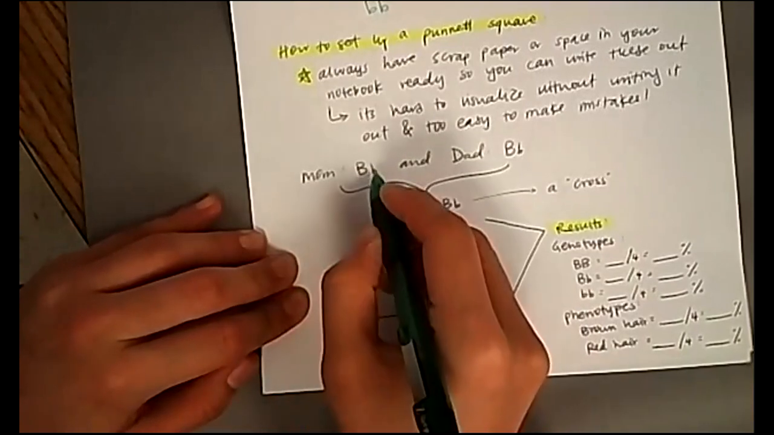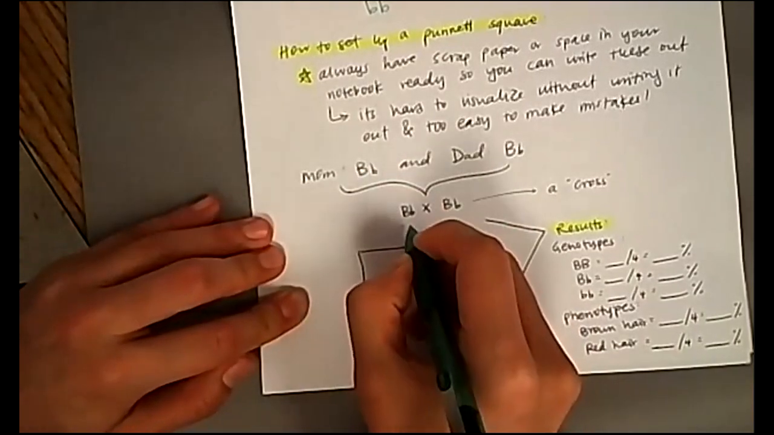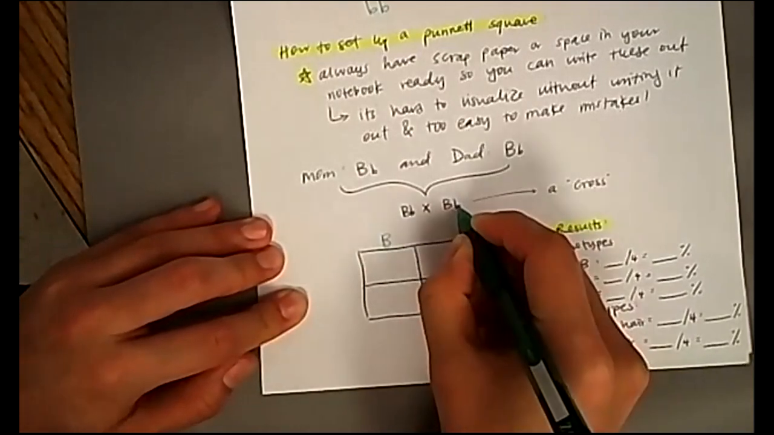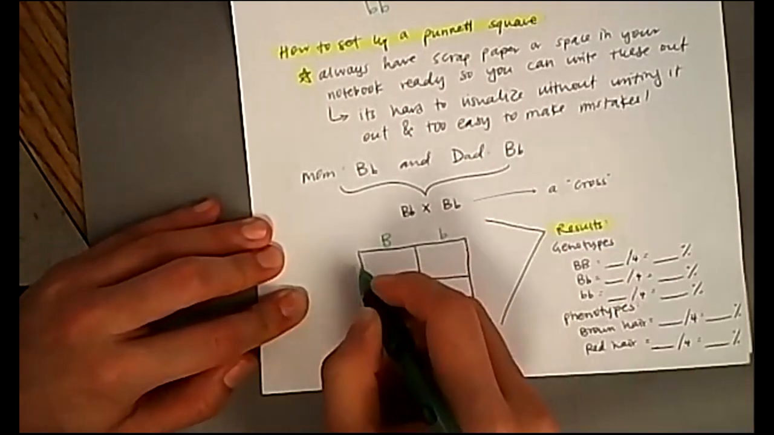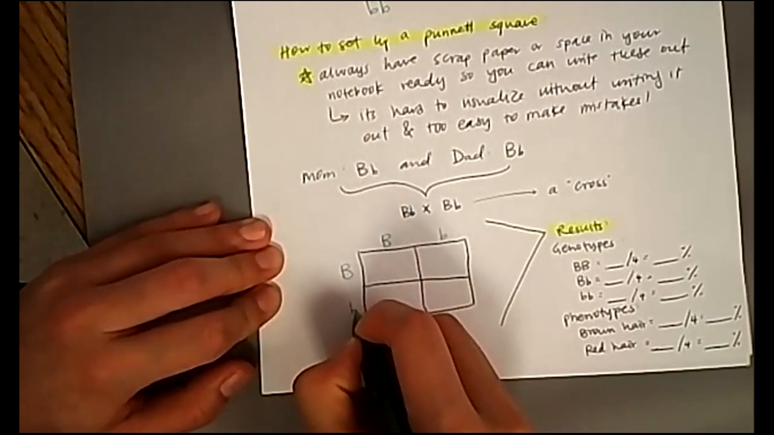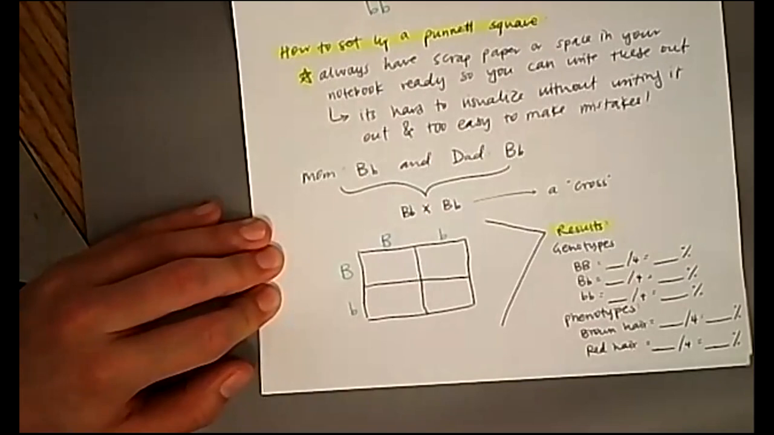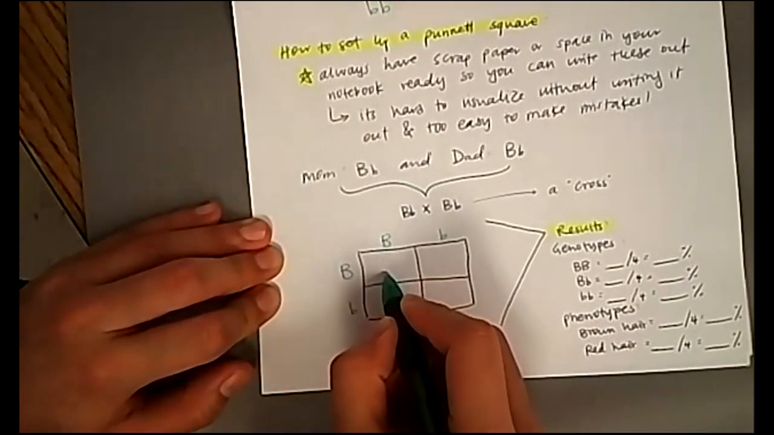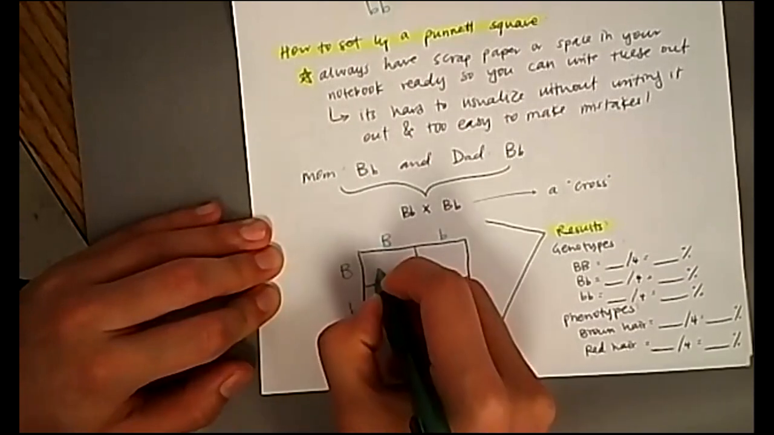It's called a cross because there's literally a cross or multiplication in the middle. So like I said, we're going to put the mom's alleles right here. So the mom is going to be capital B in one box and lowercase b in another box. And then over here, we're going to put the dad's. And the dad also has a capital B and a lowercase b. And the way this works is we're going to bring this B over here, and we're going to bring this B down into this box right here, and we're going to multiply them.